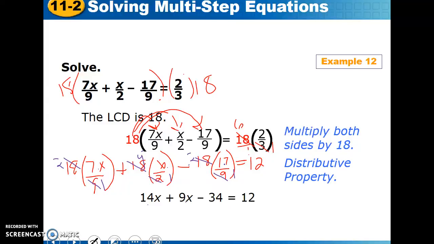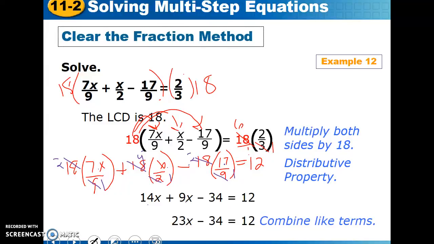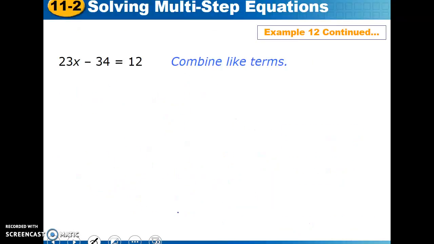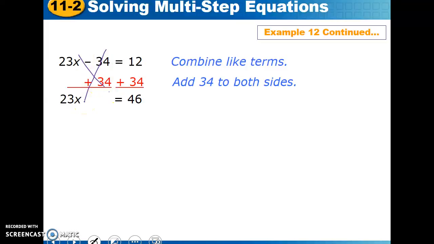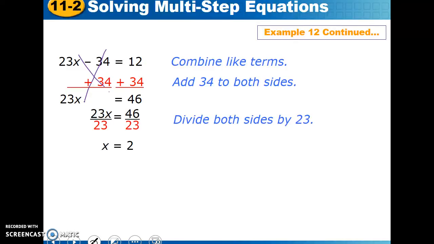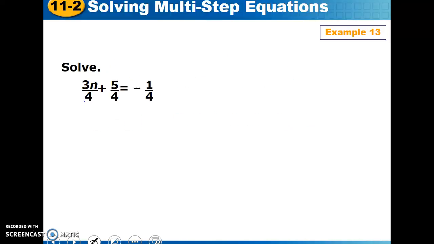Now you got to solve like normal, but first you got to combine like terms. So you got to combine your 14x and your 9x to be 23x, because they're both positive, you're adding them. I'm going to continue on a new page. So now that we've combined like terms, we can solve like normal, starting with the addition and subtraction. So we're going to add that 34, so these go away, leaving us with 23x equals 46. And then we're going to divide both sides by 23, leaving us with x equals 2.